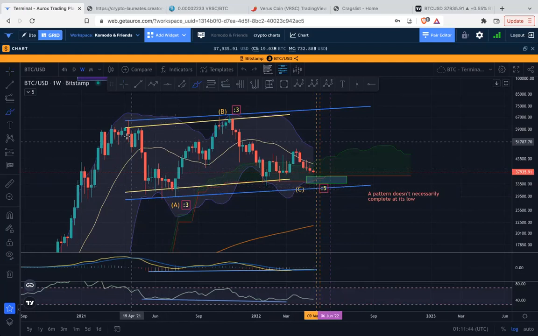But you still have the channel, this blue channel from the tops and the bottoms of this flat pattern. So technically, you still have some sort of wick level of support down here around like 32, but you don't really want to be coming to trade there. You want to be closing somewhere higher.